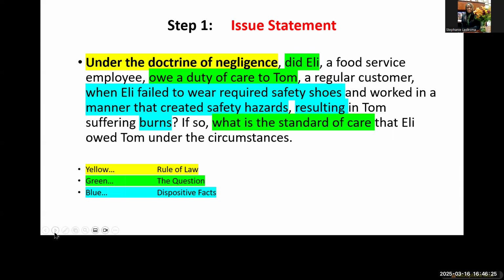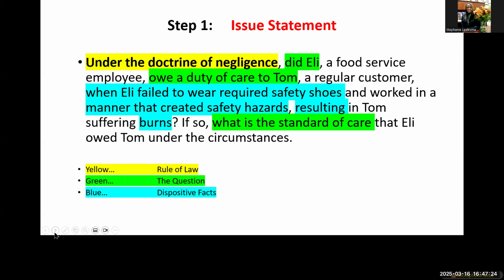That is, what is the fact that has occurred that if it hadn't occurred, I wouldn't have this legal question? Doesn't mean I don't have a different legal question, but I wouldn't have this legal question. What is the fact that turns this case for me? The fact that Eli failed to wear required safety gear, that's a big deal. Because had he worn the required safety gear, we might not be here, right? And if Eli had not worked in a manner that created safety hazards that led to Tom suffering burns, we might not be here. So I put two dispositive facts in that one sentence.